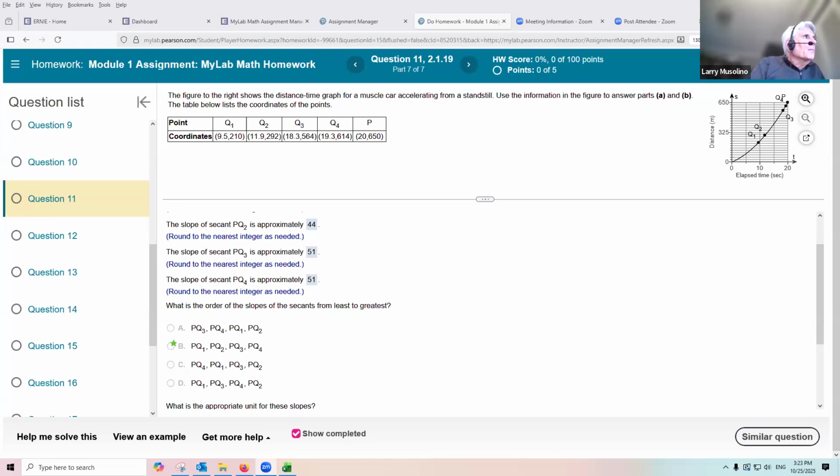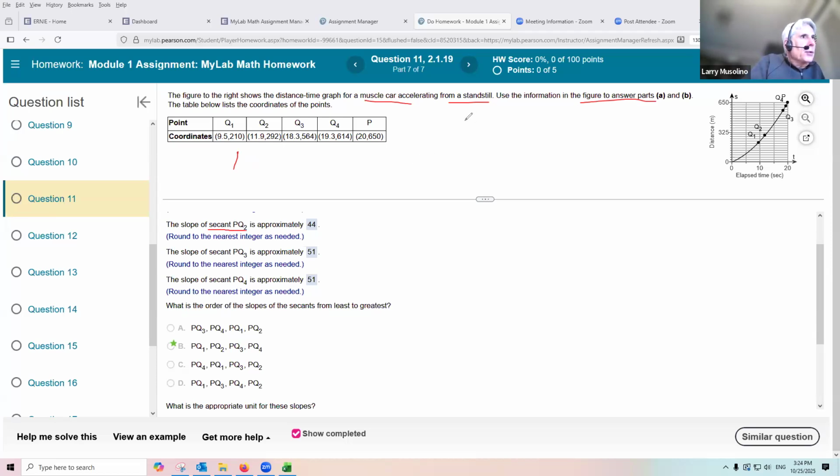This is number 11. It says the figure to the right is the distance time graph for a muscle car accelerating from a standstill. Use the information in the figure to answer these parts. They're also giving us a table with the XY coordinates of each one of these points labeled Q1, Q2, Q3, Q4, and there's another point labeled P. All right, let's see the first one. It says the slope of the secant line PQ2.